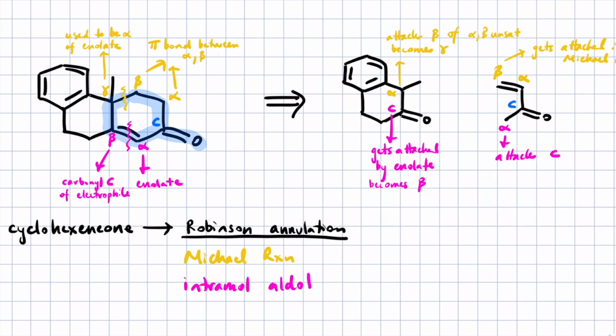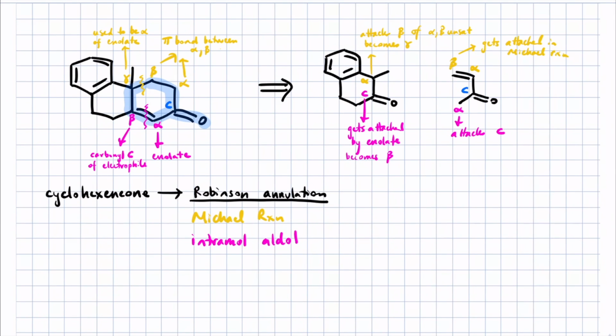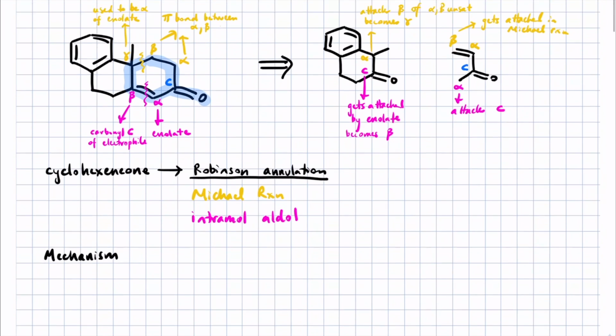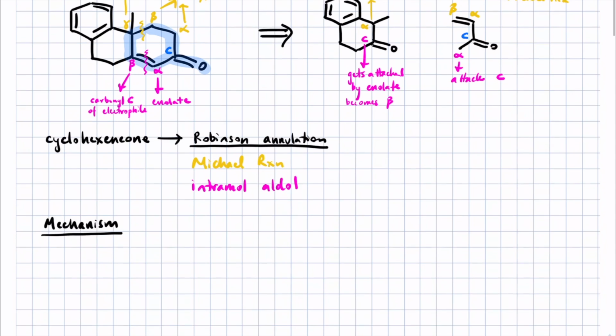Now, if you weren't able to see this answer or figure out where it came from, I'm going to invite you to pause and try to think about this reaction in the forward direction. That is, draw a mechanism of the Michael reaction followed by the intramolecular aldol reaction. So pause the video and do that. And now that you've done that, let's review it together.